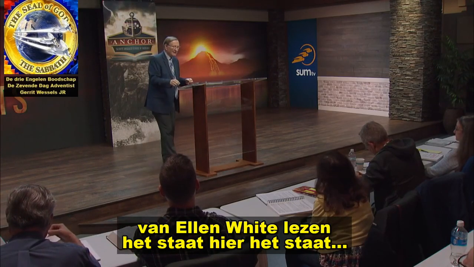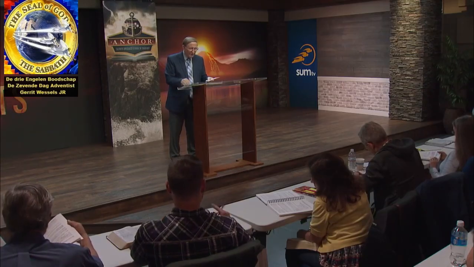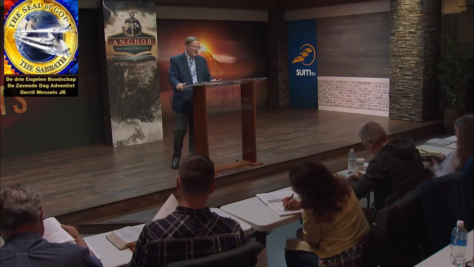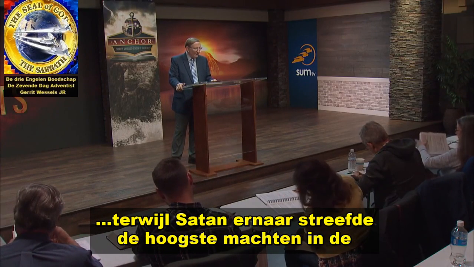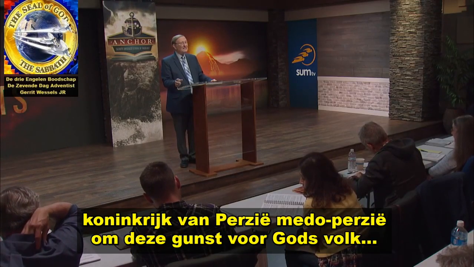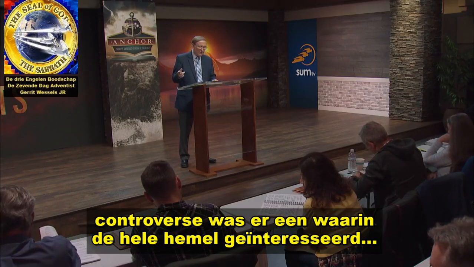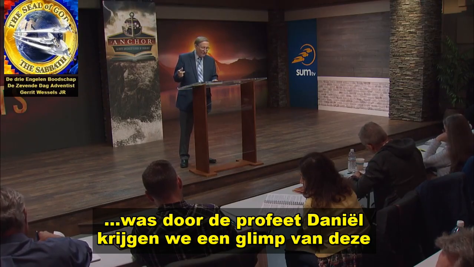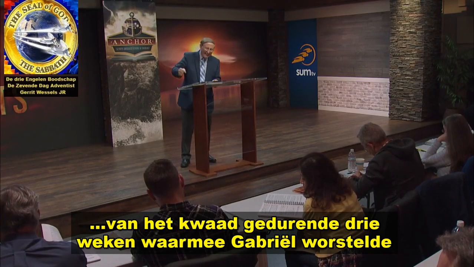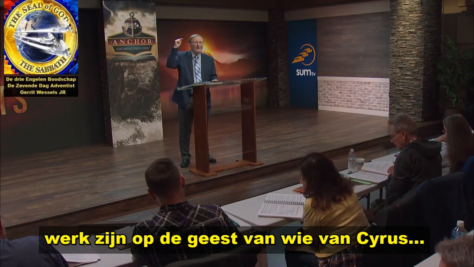Let me read this statement from Ellen White. It's in your manual here. Let me see if I can find it. It's on page 232. It says, while Satan was striving to influence the highest powers in the kingdom of Medo-Persia to show disfavor for God's people, angels worked in behalf of the exiles. The controversy was one in which all heaven was interested. Through the prophet Daniel, we are given a glimpse of this mighty struggle between the forces of good and the forces of evil. For 3 weeks, Gabriel wrestled with the powers of darkness, seeking to counteract the influences at work on the mind of whom?